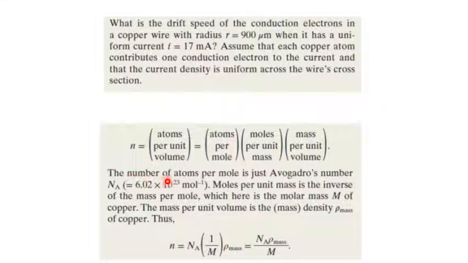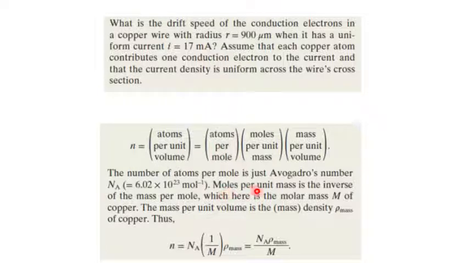The number of atoms per mole is Avogadro's number. So any material has a constant number of atoms for each mole, which is Avogadro's number. Avogadro's number is 6.02 multiplied by 10 to the power 23 per mole.